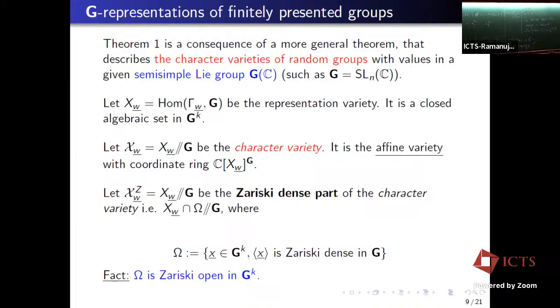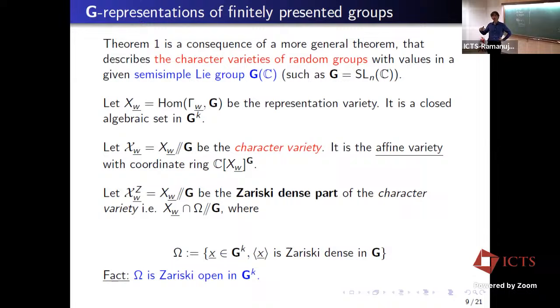Right, so this theorem one is a consequence of a more general theorem, which I'm going to state, and which is phrased in terms of character varieties. Okay, so what I'm really interested in, if I want to answer this question, is the character variety of the finitely presented group gamma inside a given semi-simple algebraic group. Okay, so I fixed a semi-simple algebraic group, let's say over the complex numbers, such as SL_N(C), for instance, and I consider the representation variety of this group. So this is the family of all homomorphisms from gamma W to G, okay?